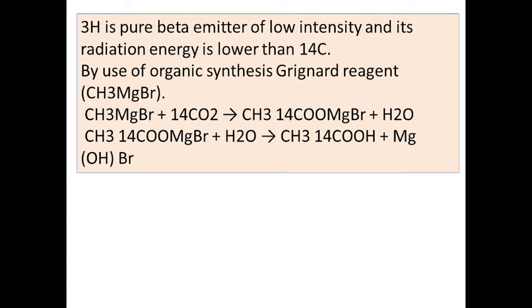And third method is by use of organic synthesis, like Grignard reagent is used for organic synthesis of labeled compound. CH3MgBr is a Grignard reagent which reacts with 14CO2. It will produce CH3 14COOMgBr. Then it will react with H2O. It will produce CH3 14COOH and Mg(OH)Br. So this is the organic synthesis reaction of Grignard reagent, and in this way the labeled compounds are prepared.